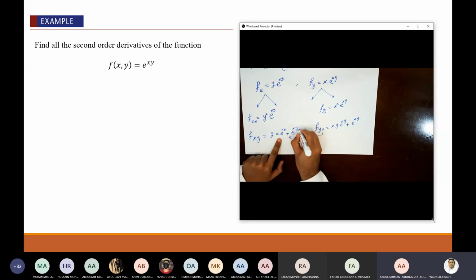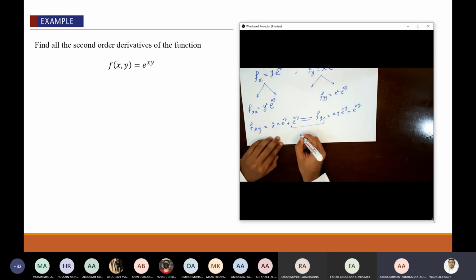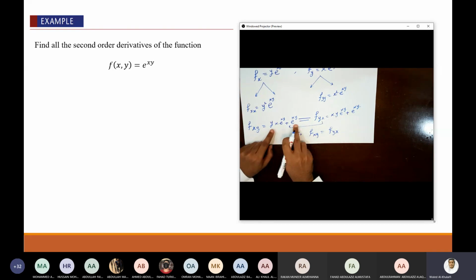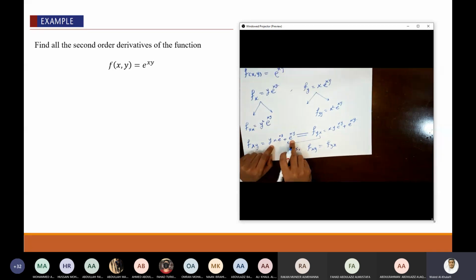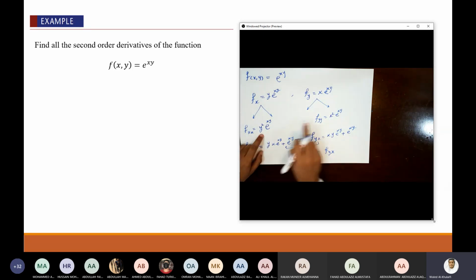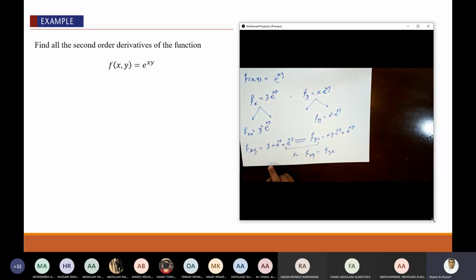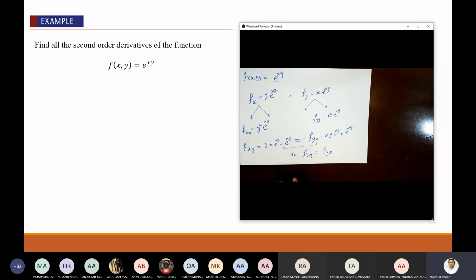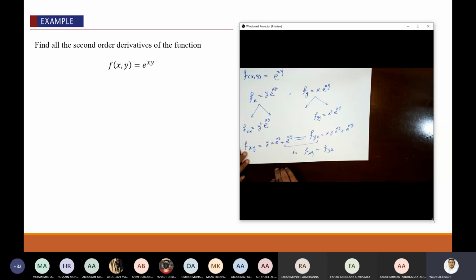Equal each other. Equal, so f of x y is equal to f of y x. And why did this happen? Because this is continuous. When I differentiate this many times, any way you want, you will have continuous functions. This is continuous, this is continuous, this is continuous. So I'm expecting even the second order derivative, whatever order you do, you will get a continuous function. So I'm sure I'm going to have it this way.